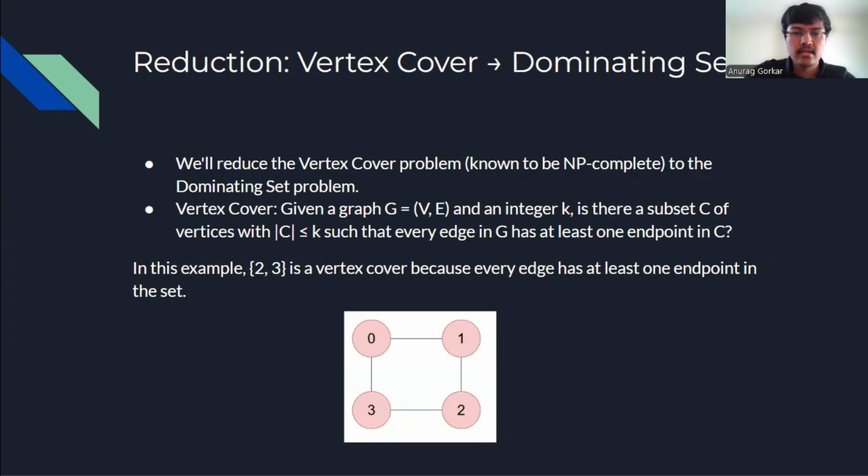Now we'll look at the reduction from the vertex cover problem. To show that the dominating set problem is NP-complete, we reduce a known NP-complete problem, that is vertex cover, to dominating set. Vertex cover asks if there is a set of k vertices such that every edge is incident to at least one of them.